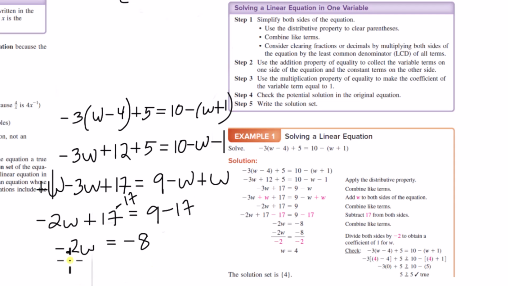But we're not done yet, because let's get this w with a coefficient of 1 in front of it. To do that, we want to multiply both sides by minus 1 over 2. Or you can think about it as dividing both sides by minus 2.